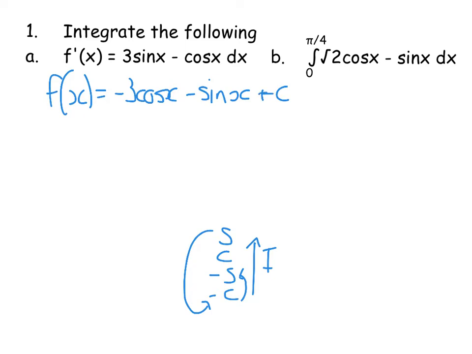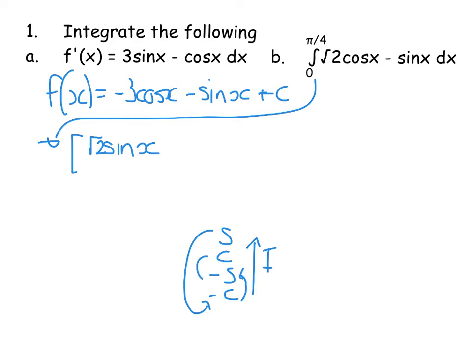That's part A done. So part B, when we integrate, we're then going to substitute in some values. So I'm going to come down here for part B. When you integrate cos, work your way up. Cos goes up to sine, so that would be root 2 sine x. And then we're integrating minus sine, so minus sine goes up to cos, so that turns into plus cos x. And then we have to evaluate this between pi over 4 and 0.